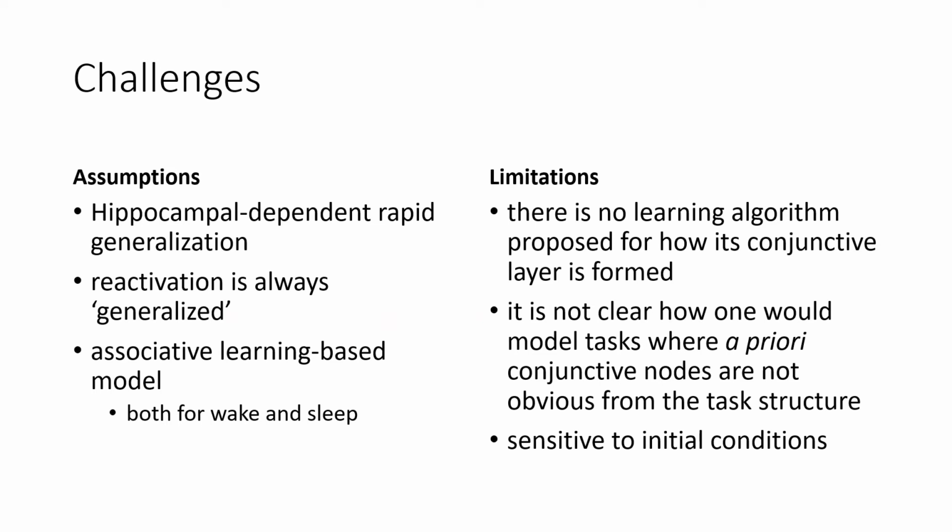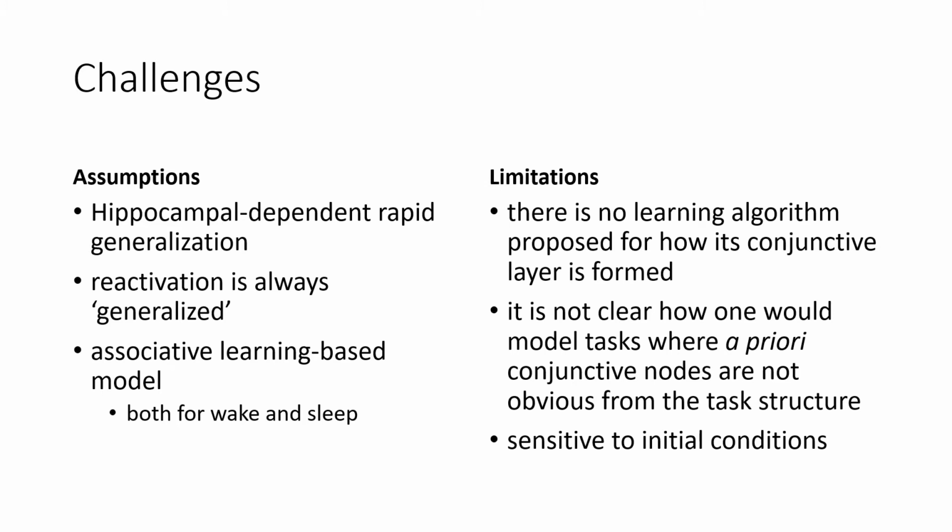The model has been constructed with a specific goal in mind, which is to account for hippocampal-dependent rapid generalization. So this is improvement in inferential performance that is happening in a short time span starting from initial encoding. It also assumes that reactivation is always generalized, meaning that all exemplars stored in the conjunctive layer get activated to a certain extent during replay. And it ascribes to an associative model of learning, meaning that learning proceeds by strengthening existing connections, both awake and asleep.